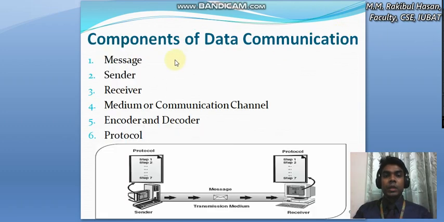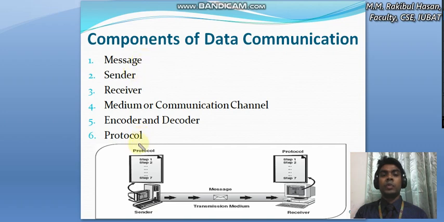So these are the different components of data communication. First of all, message, then we have sender, receiver, medium, that means communication channel, encoder and decoder, and at last protocol. So these are the six data communication components. And here you can see a picture: sender sending the message through this communication channel to the receiver, and both of them are following a protocol. When the sender sends the message, they need to encode the message, and when the receiver receives the message, the receiver needs to decode the message. So these are the six data communication components, right?